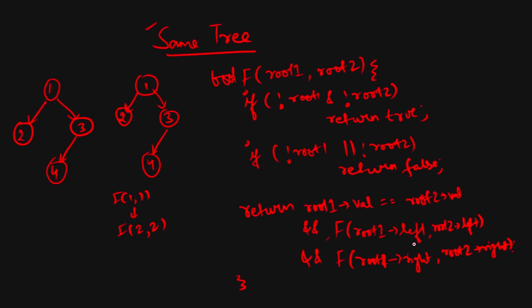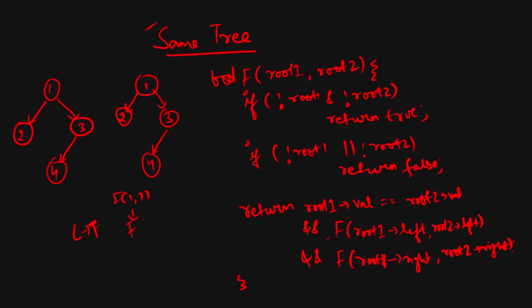Now I will check its right, and its right is also null, so it will also return true. So this true, and this is true. All of them are returning true. So I can say for f11, its left returns true. Now I will check its right.